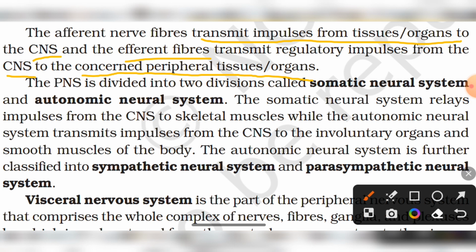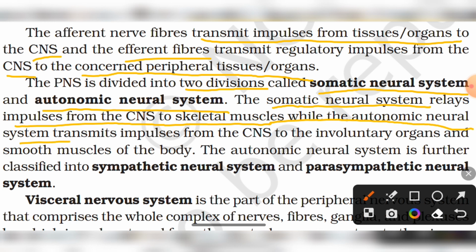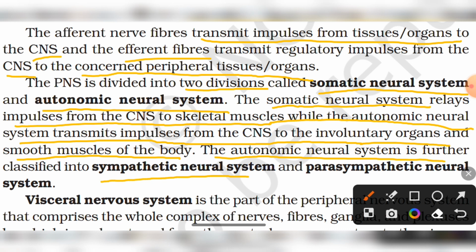The PNS is divided into two divisions called the somatic neural system (SNS) and the autonomic neural system (ANS). The somatic neural system relays impulses from the CNS to skeletal muscles, while the autonomic neural system transmits impulses from the CNS to the involuntary organs and smooth muscles of the body. The autonomic neural system is further classified into the sympathetic neural system and the parasympathetic neural system.